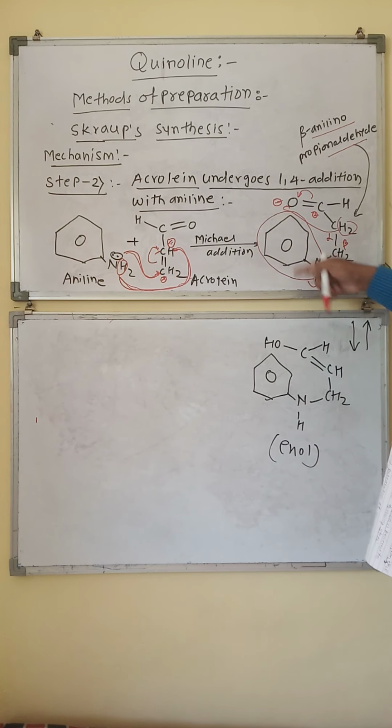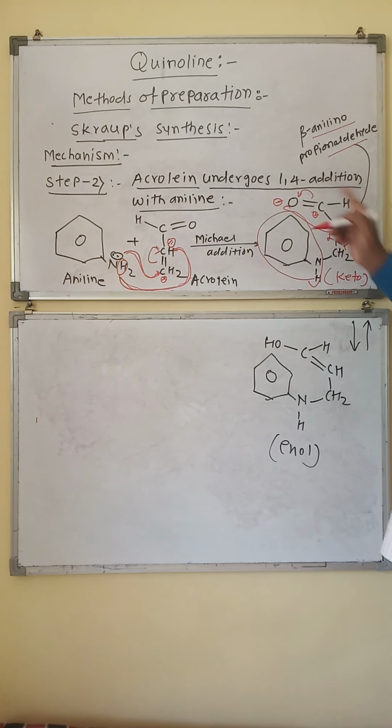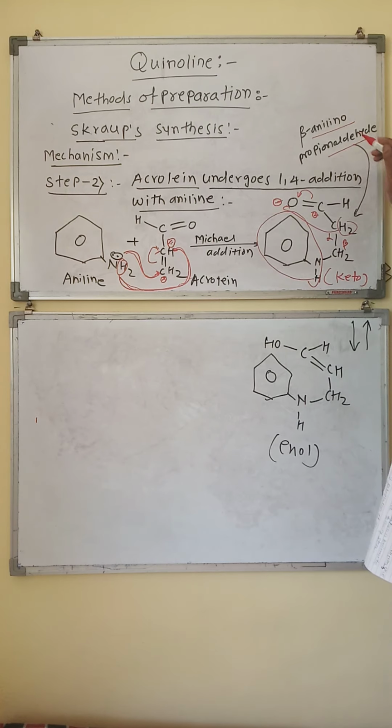So the whole structure is called beta anilino-propionaldehyde. Now look at this structure. A carbon-oxygen double bond is present, so it is called the keto form of beta anilino-propionaldehyde. This is one tautomer, and they interconvert at room temperature also. So this keto form, the ketone group, is converted into the enol form. Enol means OH group. So this is a reversible type of reaction.